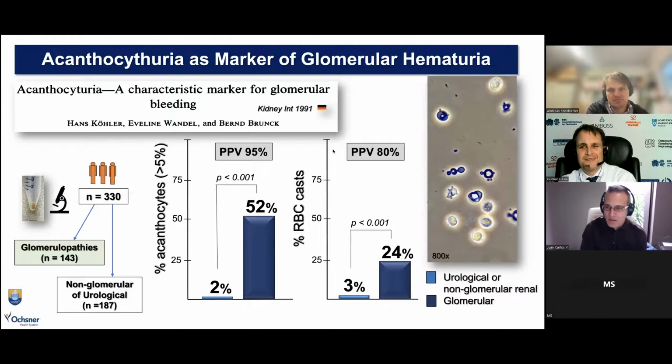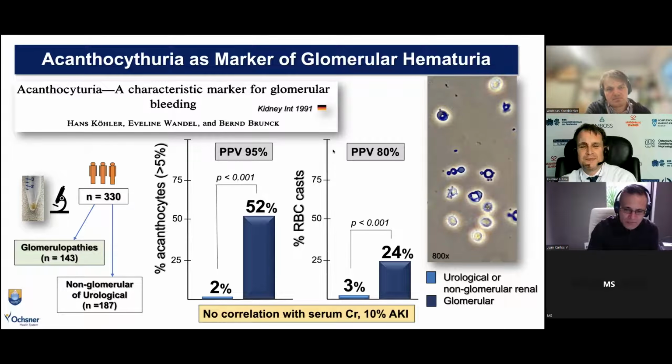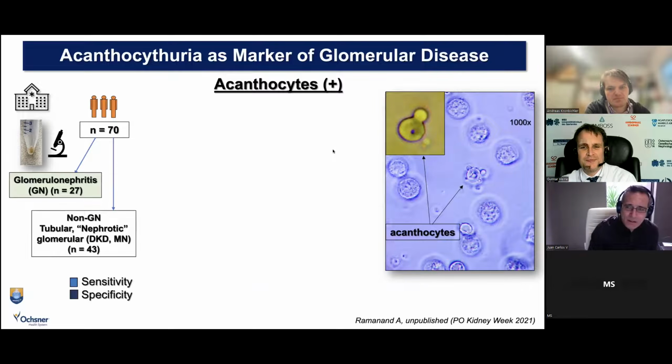value of 80%. So this is an important slide because it highlights that acanthocytes are much more sensitive than RBC cast when we try to identify glomerular diseases, particularly proliferative glomerulonephritis. And this was not correlated with creatinine, meaning whether the patient had or didn't have AKI, it didn't matter in that study. We have collected some of our own data at Ochsner.